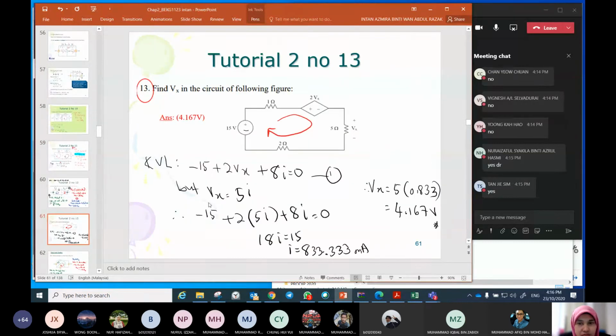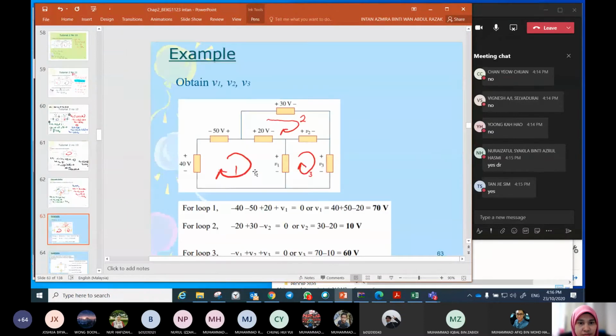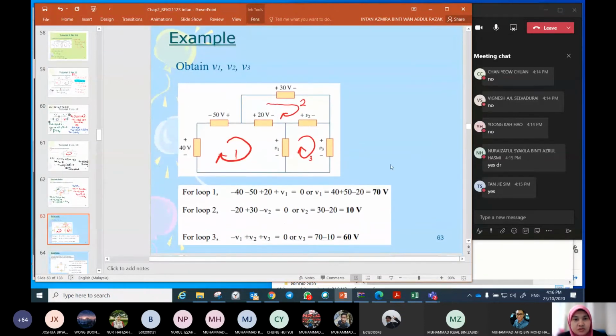Okay, so now any question regarding Ohm's law, KCL, and KVL? Next week we will learn about series and parallel, voltage divider, current divider, and star delta transformation. So far so good. Any question? If there is no question, I will end this session.